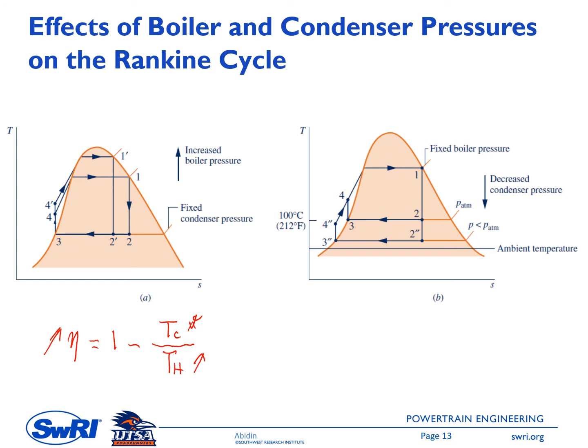well. Similarly, on the right side, if we fix the boiler pressure while we decrease the condenser pressure, it means we lower Tc. Using the same formula, lowering Tc while maintaining the same Th will increase the efficiency. So if we increase the boiler pressure, or if we reduce the condenser pressure, the system efficiency will increase.